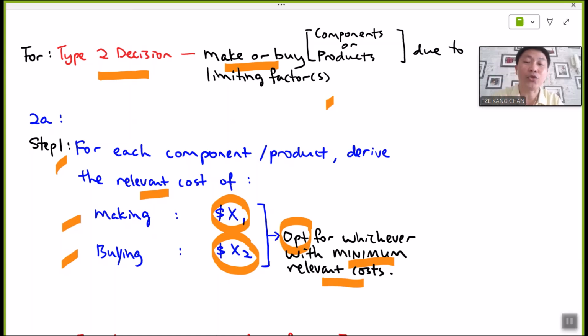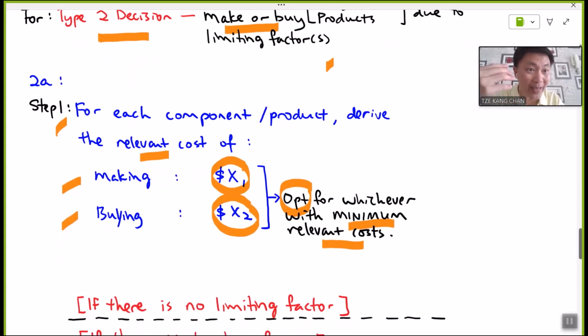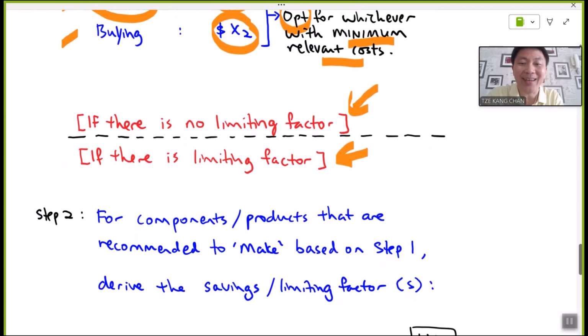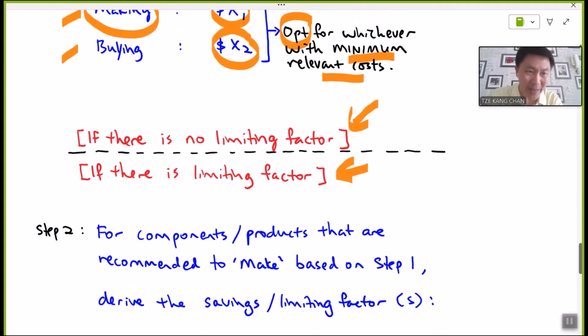That gives rise to the decision of which to make and which one to buy, on the assumption that there are no limiting factors. However, when there is a presence of a limiting factor, it will affect particularly those products that are worth making because it is cheaper compared to buying. With the presence of a limiting factor, those products that are worth making may not be able to fully satisfy the limitations of the factor.